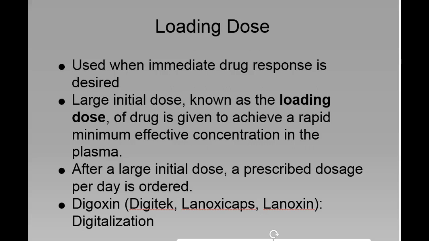Digitalization is the process by which the minimum effective concentration level for digoxin is achieved in the plasma within a short time, which is why it needs a loading dose prior to the maintenance dose of the medication that will be required on a daily basis.